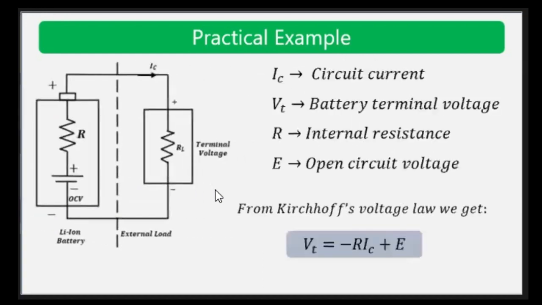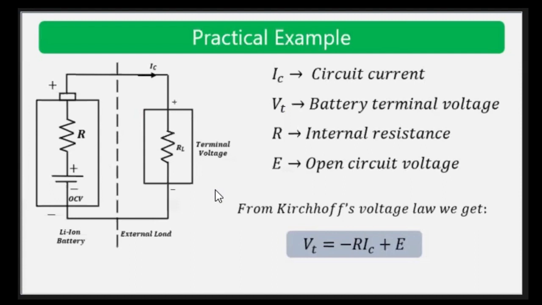We break it into this. So IC is the circuit current, VT is the battery terminal voltage, E is the open circuit voltage. Open circuit voltage means this wire is not connected; you are just measuring the voltage across this. R is the internal resistance, IC is the current, RL is the load. Load can be anything. These are simple circuits we have learned in A-level physics.